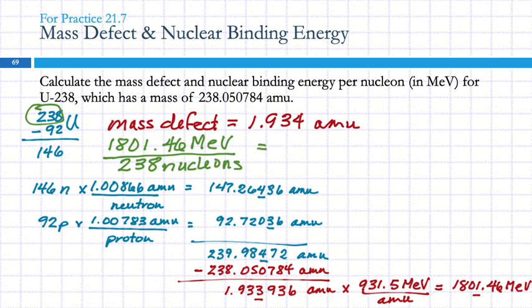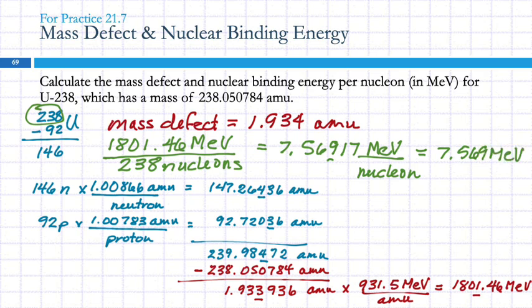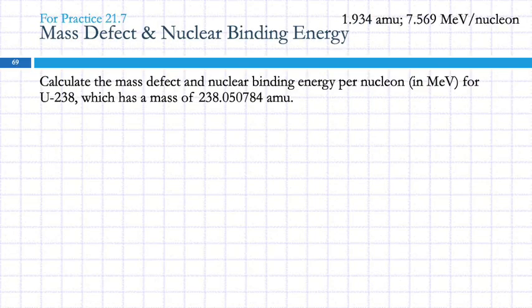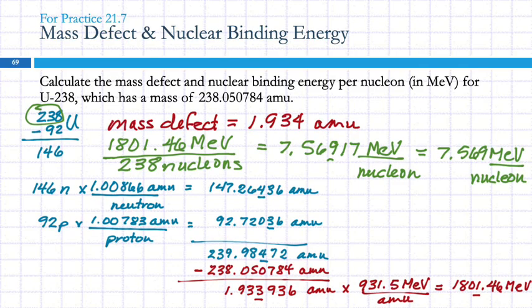Let's spell that correctly. So 7.569 mega electron volts per nucleon. Oops. Nice. Any questions?